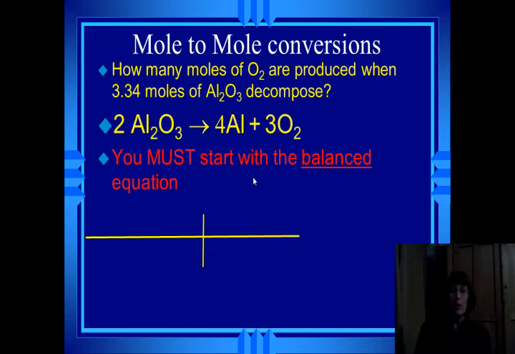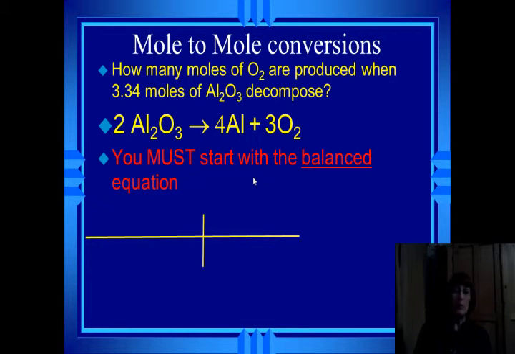So your question is, how many moles of oxygen are produced when 3.34 moles of aluminum oxide decompose? Well, you've got the balanced chemical equation. You must have the balanced chemical equation. Sometimes the problem gives you the balanced equation. Sometimes you have to balance the equation. And sometimes you have to write the entire equation and then balance it. It just depends on what you've got going. You guys will do all of these at some point. So you've got to start with the balanced equation, and you've got it right there. So that's not a problem.